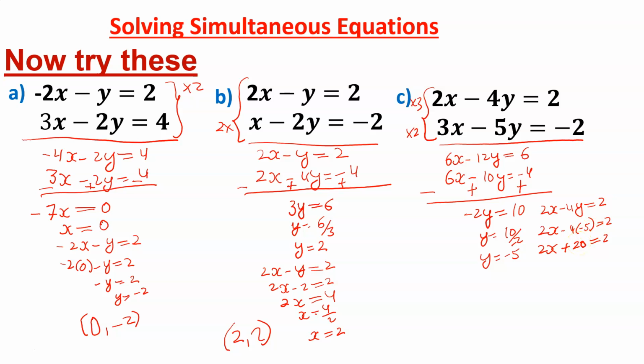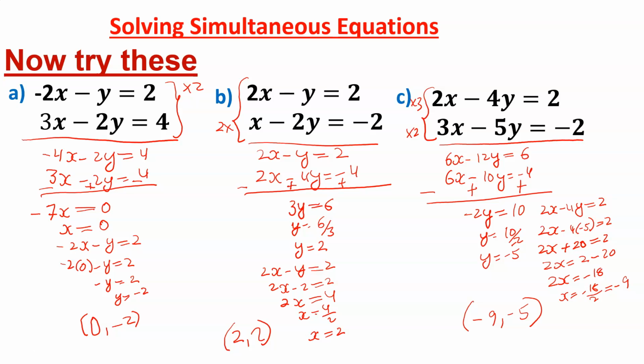20 equals there. Now, finally, you do 2x equals 2 minus 20, and that gives you 2x equals minus 18. And finally, your x is minus 18 divided by 2, which is minus 9. Now, what's the point now? The point has an x coordinate of minus 9 and a y coordinate of minus 5. This is how you solve simultaneous equations.